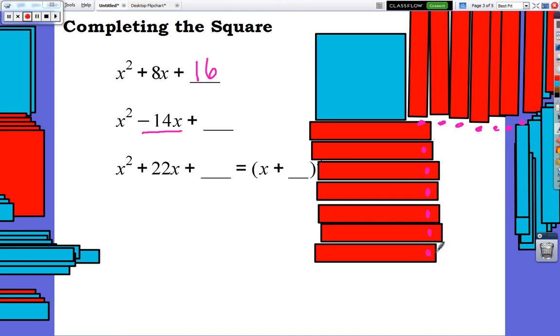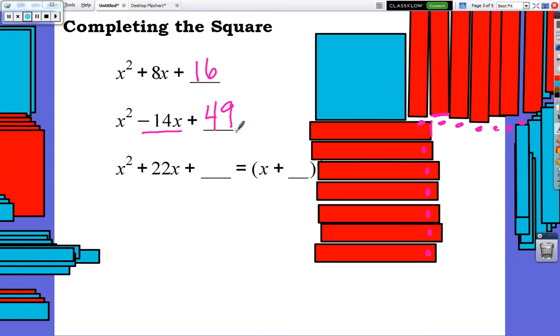So whenever I fill in my square, 7 by 7 is going to be a positive 49. Now the reason why we have a positive 49 is because this side length right here, these are negative x's. This side length right here represents a negative 1. So a negative 1 times a negative 1, a negative and a negative make a positive. So we've got that next one.